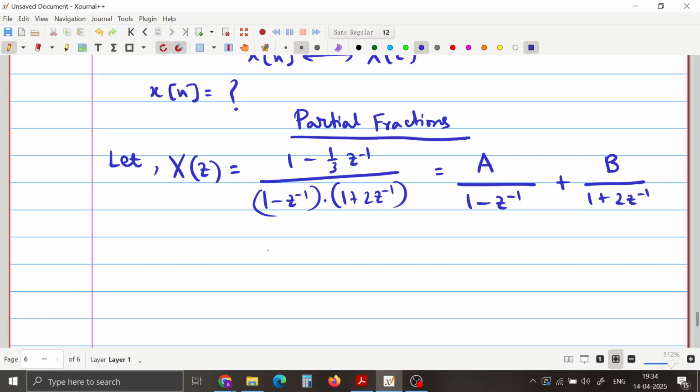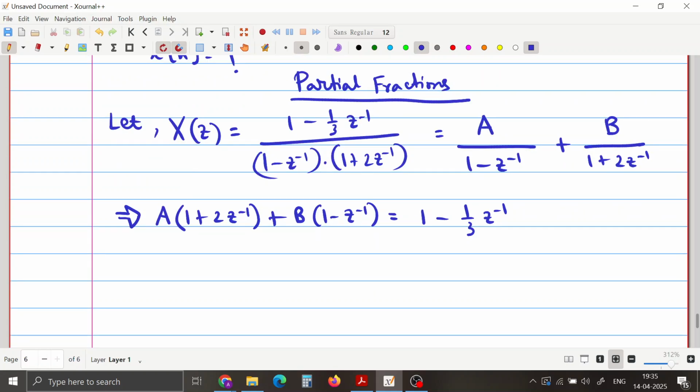Suppose this is the case, then I also need to find what A and B are. So if I compare the numerators on both sides, LHS and RHS, what can I say? A into 1 plus 2 into z inverse plus B into 1 minus z inverse is equal to 1 minus 1/3 into z inverse. Now how do we find A and B? I have an identity here.